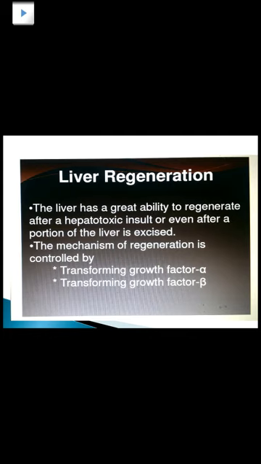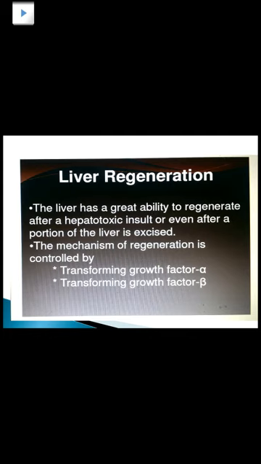The amazing quality exhibited by this particular mega magic organ. The liver has a great ability to regenerate after hepatotoxic insult or even after a portion of the liver is excised. See this amazing function of this organ, which is not there in any other organ of the body.